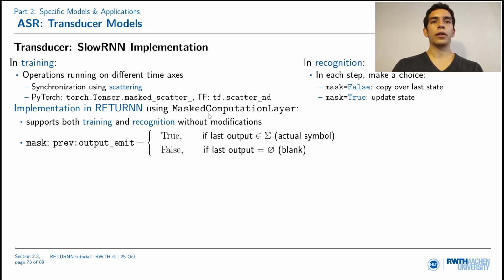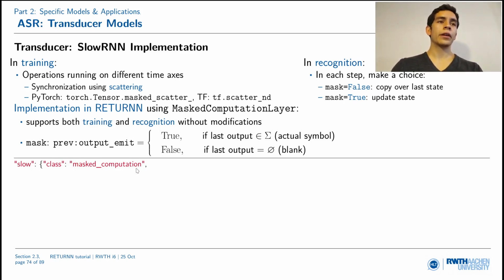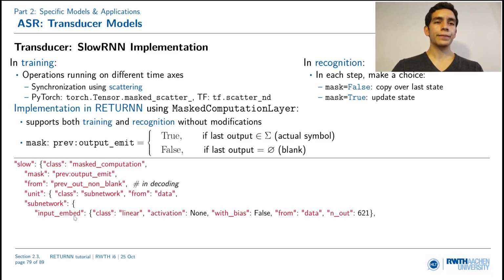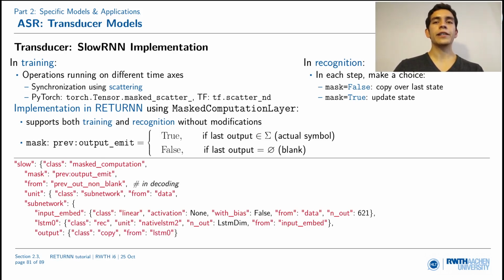So in RETURNN, we have implemented this using the mask computation layer, which, based on the mask, can either perform some computation or not. The mask is the previous output emission, which is true if the last output is an actual symbol and false if the last output was blank. Now to the actual implementation: we have a mask computation layer, the mask, and then we also specify the input. The slow RNN is constructed using a subnetwork, which first computes an input embedding, which is a linear transformation, and then we have an LSTM, which receives the input embedding, and then we simply copy the output from the LSTM. And in recognition, we then in each step make a choice. When the mask is true, we update the slow RNN state. If it's false, we copy over the last state.